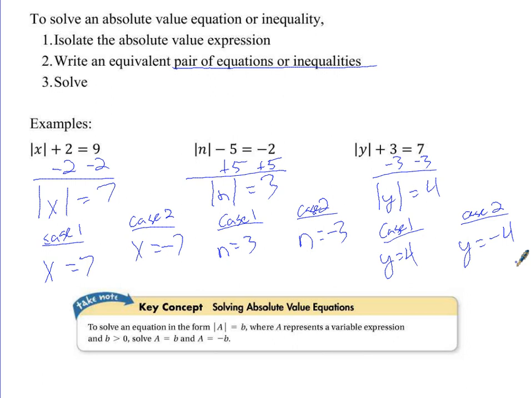The key concept down at the bottom kind of summarizes that. It says to solve an equation that has absolute value in it, where a represents a variable expression and b is greater than 0, so we're just taking the absolute value of a, solve a equals b and a equals negative b. And that's what we're doing. We're going with this thing equals that, and then the same thing here, this thing equals the negative of that. So you're just changing the sign of the answer and then solving from there.